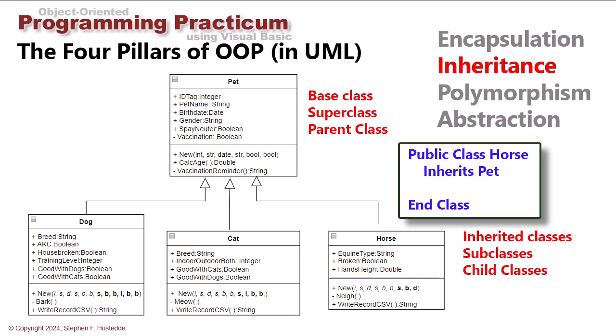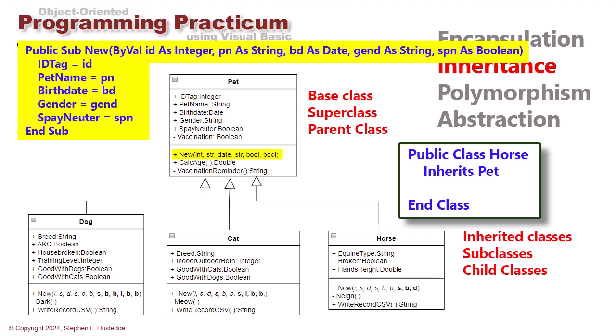When we create a child class, we declare the public class and the name of the class, and then we say it inherits from the base class. So in this case, public class horse inherits pet. Public class dog would also inherit pet, as would cat. Now, an important thing to talk about here is the constructor. So I have a constructor in the pet class. It's taking variables of an integer, a string, a date, a string, and a Boolean.